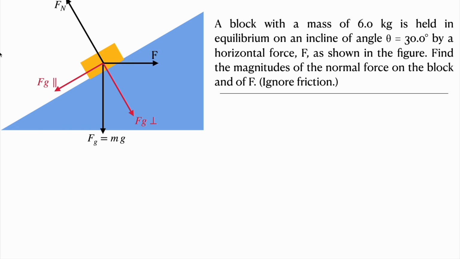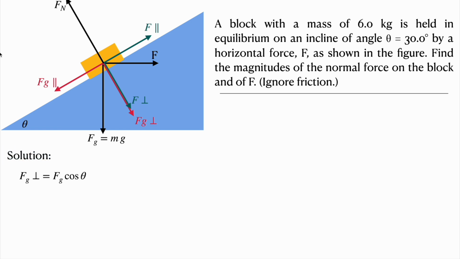Now we moved F here, as I told you. So now we are going to have also two components for F. One component going up, which is called F parallel, and one component going down, which is F perpendicular. So now we are ready to solve this question. And the angle here, of course, theta, is given: it's 30 degrees.